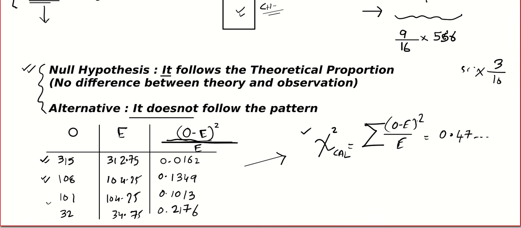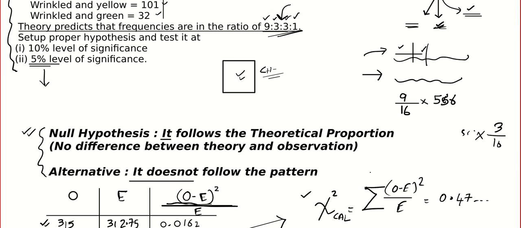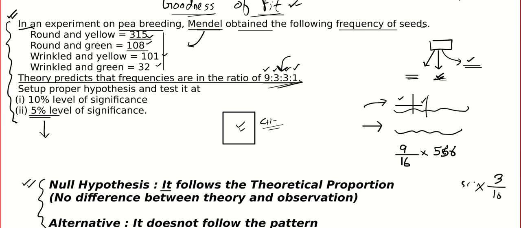Okay, now step number 4. In step number 4, what we do is we calculate chi-square tabulated. And the chi-square format is degree of freedom and alpha value. And degree of freedom, look at this. Let's make it once more. Let's make it very clear.